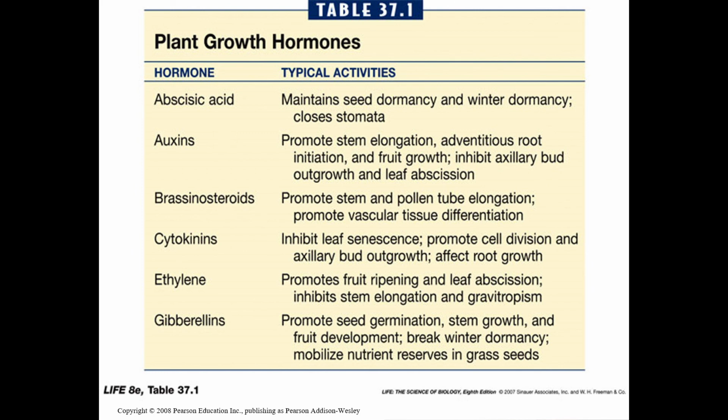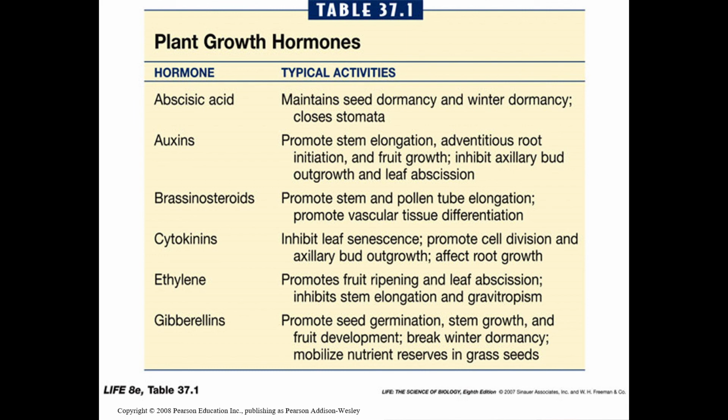You have abscisic acid and auxins and brassinosteroids, cytokinins, ethylene, and gibberellins. The abscisic acid maintains seed dormancy and winter dormancy and closes stomata. Auxins are the ones that promote the stem elongation, as we saw in phototropism, adventitious root initiation and fruit growth, and inhibit axillary bud outgrowth and leaf abscission. Brassinosteroids promote stem and pollen tube elongation, and promote vascular tissue differentiation.